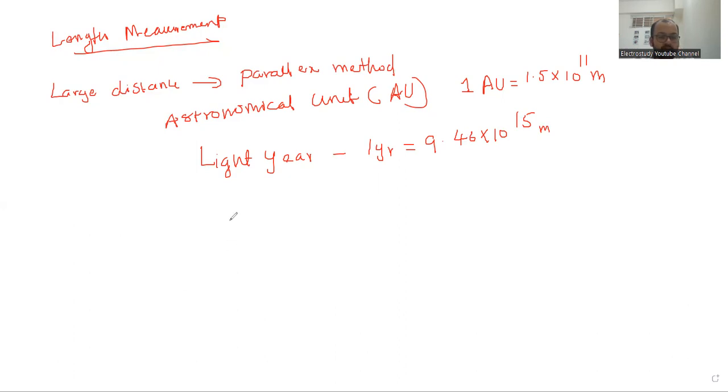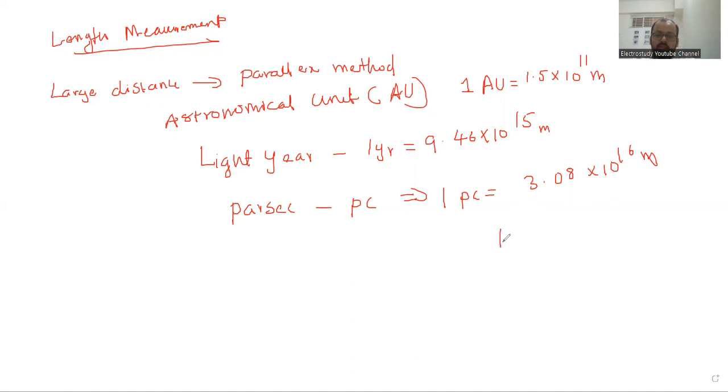Similarly, parsec. It is denoted by the letters PC. 1 PC is nothing but one parsec, that is equal to 3.08 × 10^16 meter.